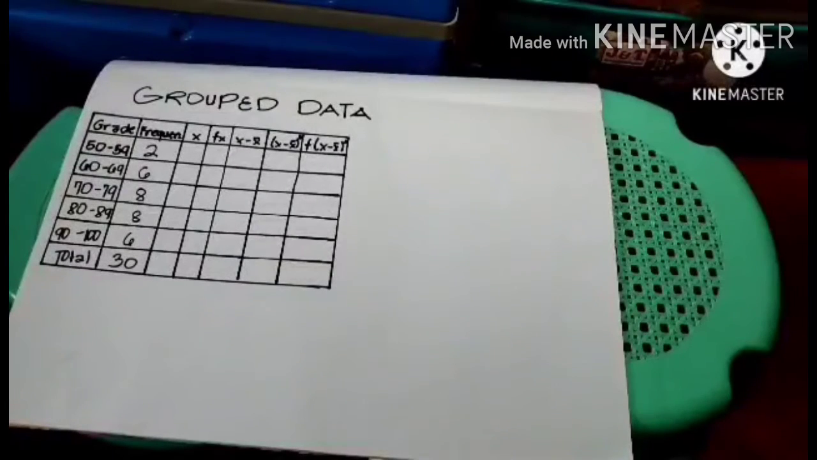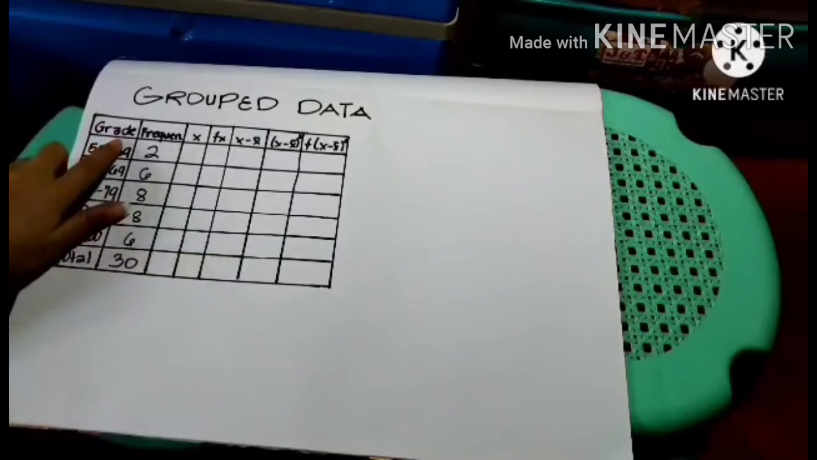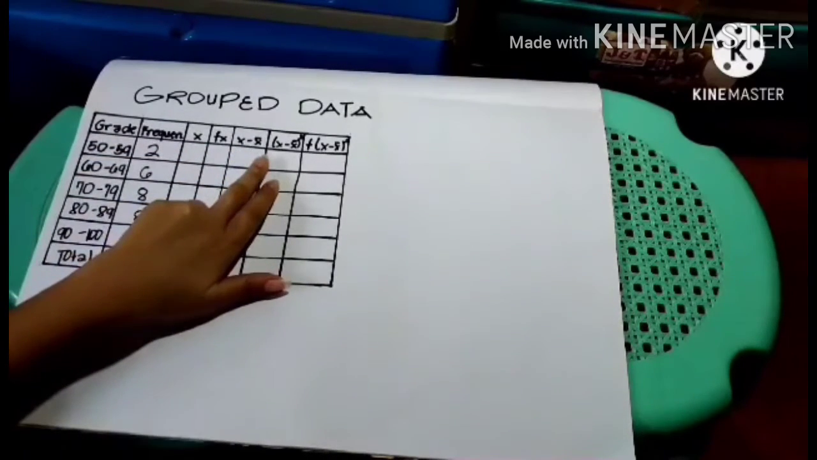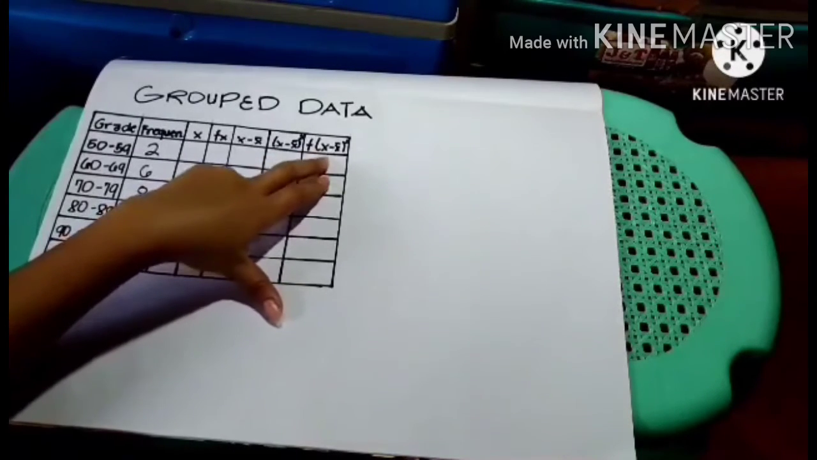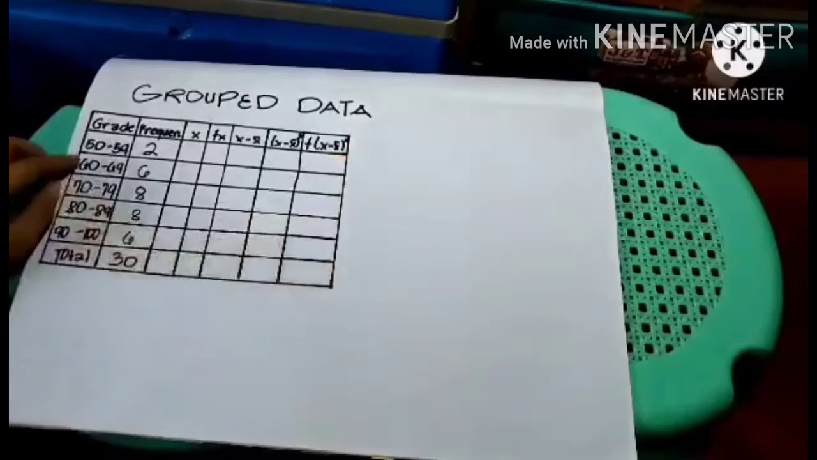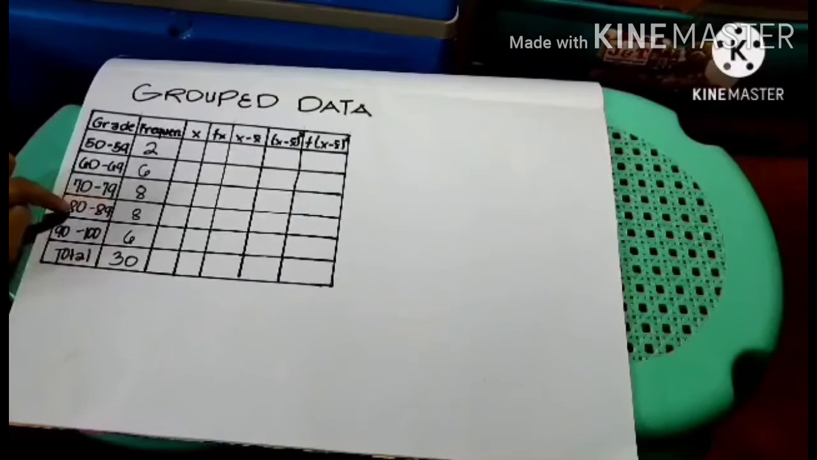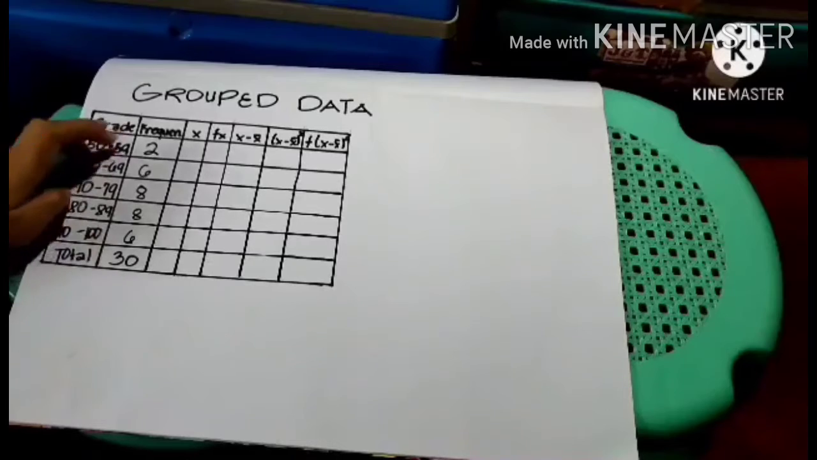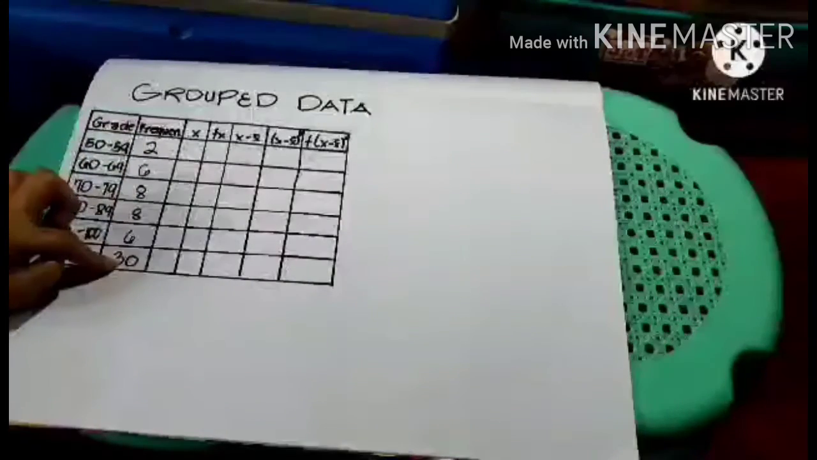Now for examples of measures of dispersion of grouped data. In our example, we have the grade, the frequency, the x, the fx, x minus x bar squared, and f multiplied by x minus x bar squared. Our grades are 50 to 59, 60 to 69, 70 to 79, 80 to 89, and 90 to 100. Our frequencies are 2, 6, 8, 8, 6, so the overall total is 30.